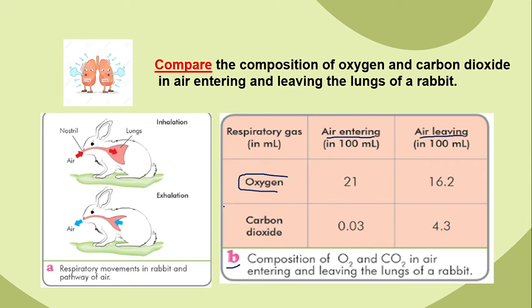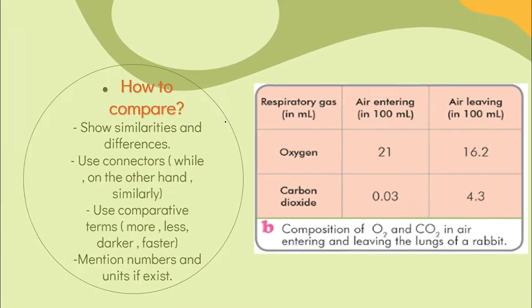So when we compare, first of all, we need to finish one gas, then we will start with the other one. So we will finish the comparison of oxygen in air entering and leaving, then we will start with carbon dioxide. As we said, how do we compare? We need to use our comparative terms, which amount is greater, which amount is smaller. We need to mention the values and the unit.